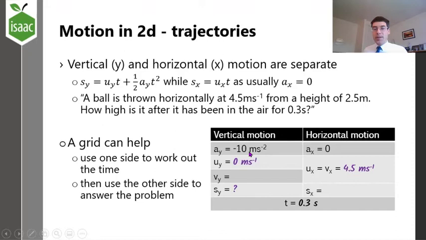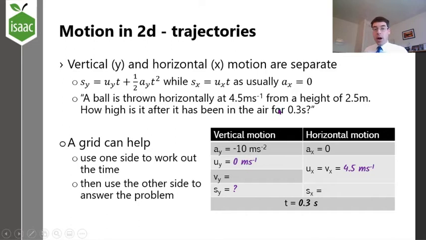Okay, and then we fill in what else we know. The time, remember, transcends ideas of vertical and horizontal directions, so that just goes all the way across. So we're told that it's thrown horizontally. Now, because it's thrown horizontally, it means initially there is no vertical velocity, and that's where this 0 comes from. And that's what often catches people out. They see the 4.5 and think they have to put it there, but it's not, because it's a horizontal motion. The 4.5 goes there. The vertical velocity is initially 0 because we're told the ball is thrown horizontally.